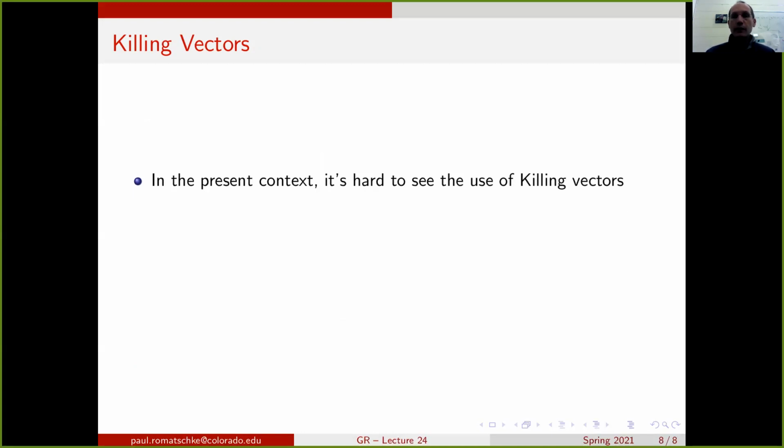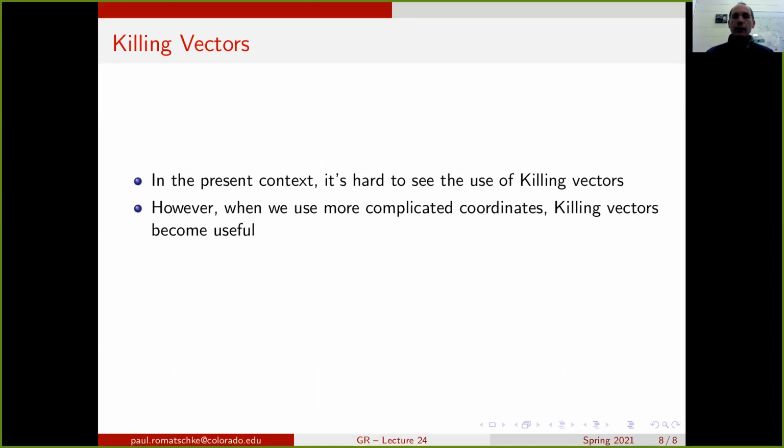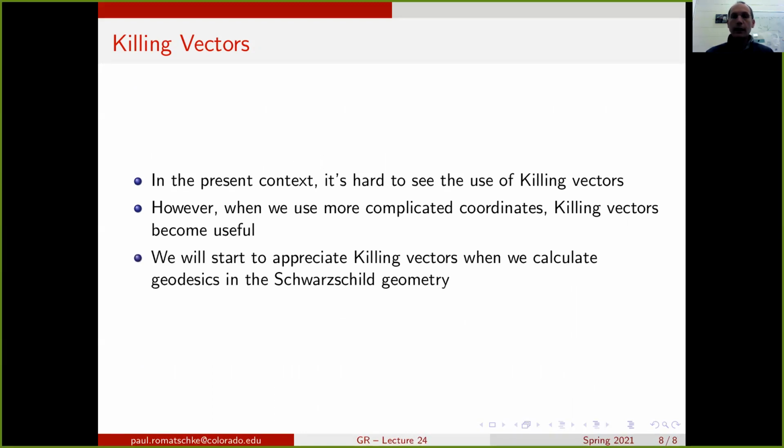So for the example that I've given, it's hard to see why one would use Killing vectors in this particular example, and indeed I would agree with this. However, we will discuss more complicated examples, in particular more complicated coordinates, where spotting Killing vectors and knowing how to use them becomes useful. And the example where this becomes useful will be revealed in the next lecture, when we will be discussing Killing vectors in the Schwarzschild geometry. So this ends the present lecture.